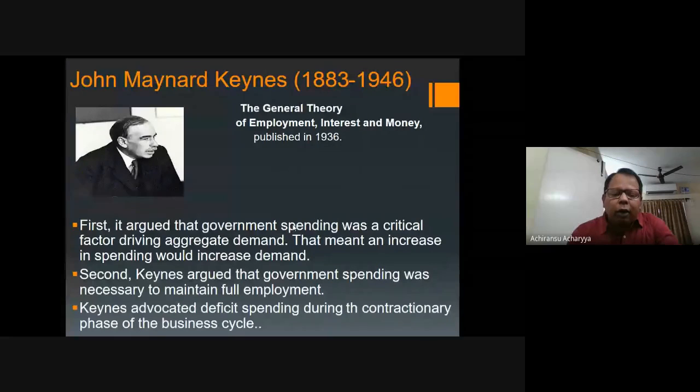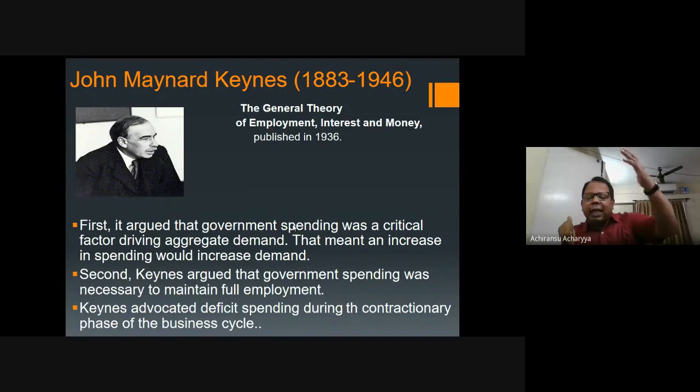Therefore, Keynes advocated government spending, and he said it's only government spending that could lead to more employment. The government need not worry about the deficit spending because this is the contractionary phase of the business cycle, and once the business cycle goes up, the deficit can be adjusted. So this was his idea.